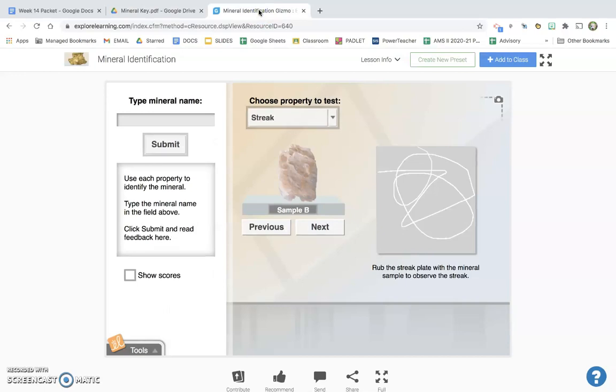Now, you should type in here your mineral name. Or I'll type it in, you need to type it in the side. So, I think it's feldspar. Hopefully that's what you chose as well. And let's see if we're right. Yes, it is feldspar.